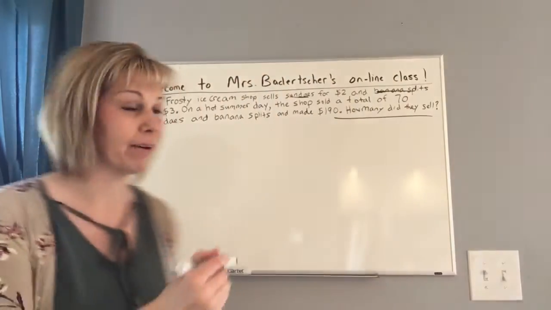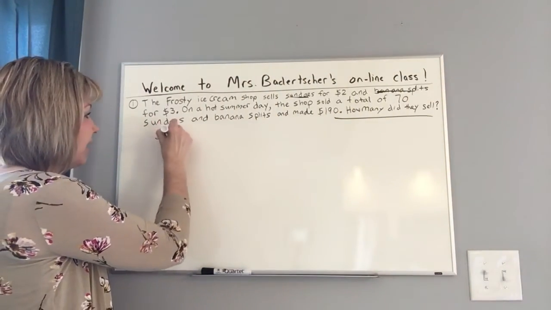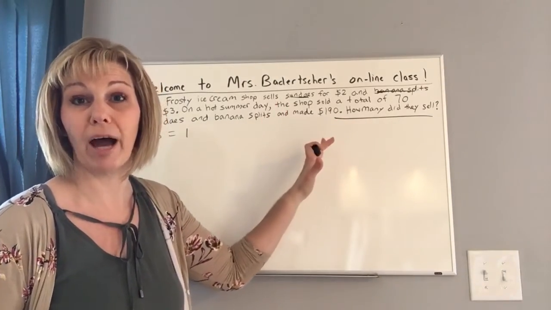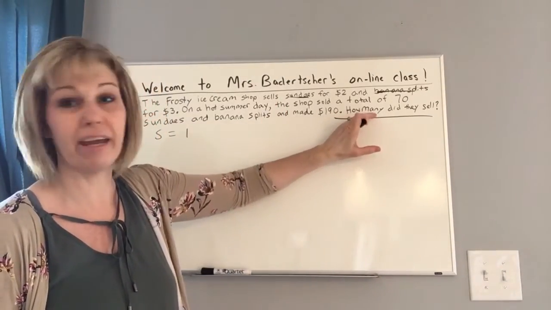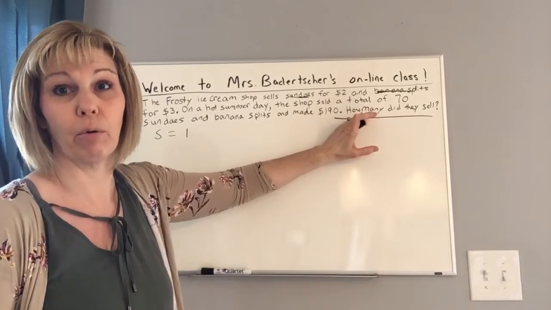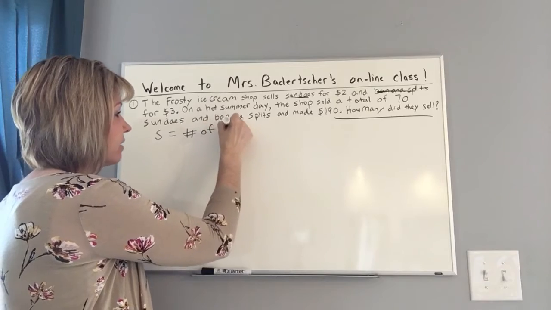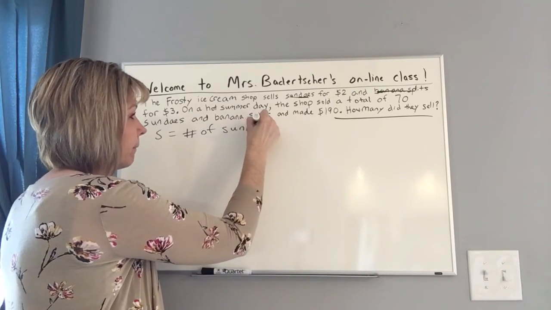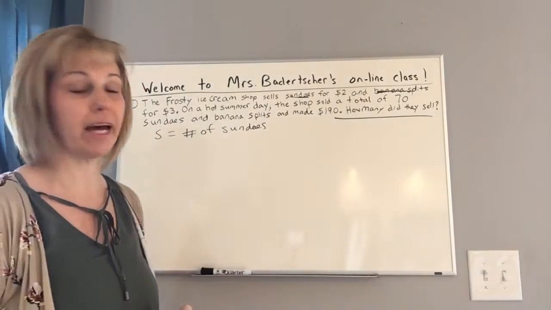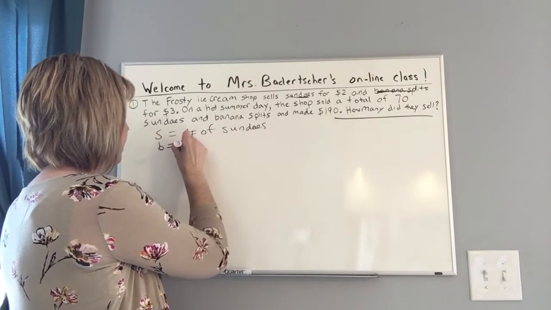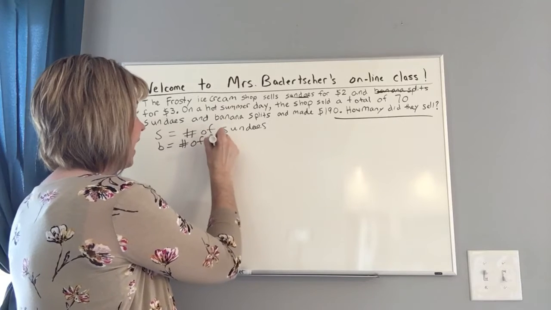All right, so here we go. Let's put S equals, and then you've got to see, do you want to know the price or how many? Right here, it's how many they sold. So S equals the number of sundaes, and we're going to let B equal the number of banana splits.